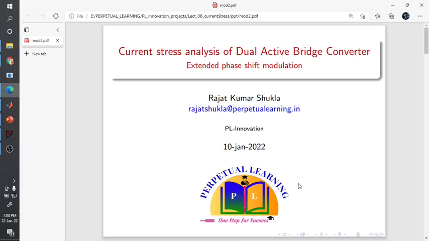Today we will discuss the current stress analysis of the dielectric bridge converter, which is a very hot topic in dielectric bridge converter operation. So far we have discussed the basic concepts behind the dielectric bridge converter and its modulation techniques, where we studied four modulation techniques: single phase shift modulation, double phase shift modulation, extended phase shift modulation, and triple phase shift modulation. Okay, so let me start.